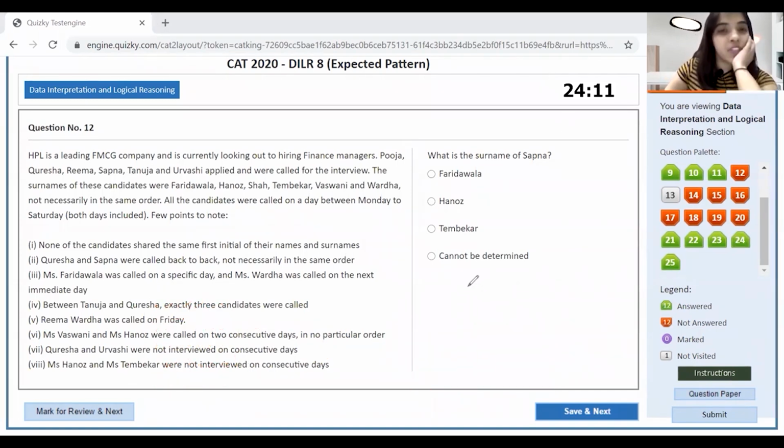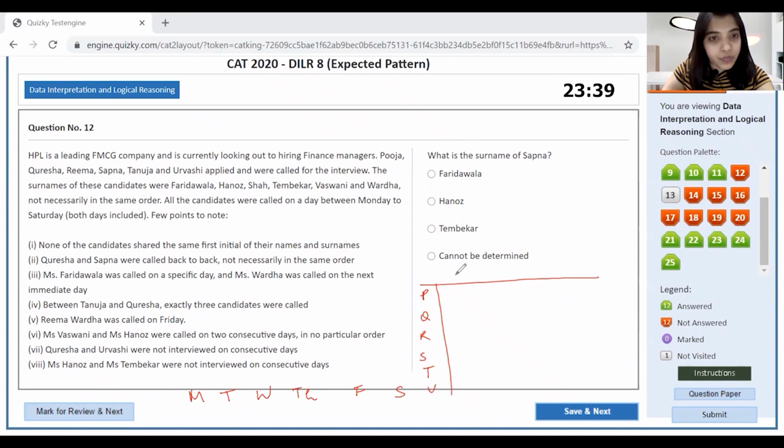So we have companies looking to hire finance managers, right? PQRSTU. The surnames of these candidates were Faridawala, okay, between Monday to Saturday. Fine, let's create. This is Monday, this is Tuesday, Wednesday, Thursday, Friday, and Saturday. Now we know we have to match names to surnames as well as people to days. So we'll create a matrix of names and surnames. PQRSTU. Right? What are the surnames that we have? We have Faridawala, Hanoz, Shah, Tembekar, Vaswani, and Wardha, right?